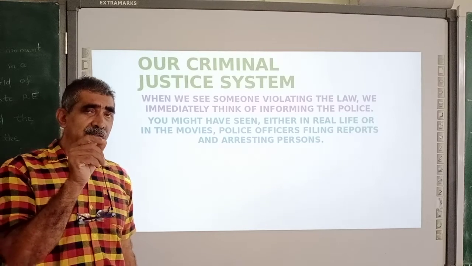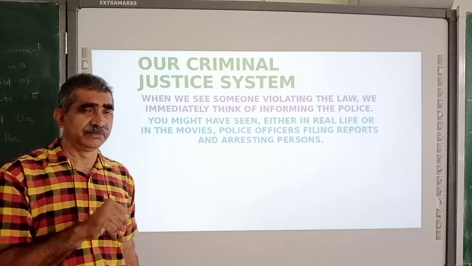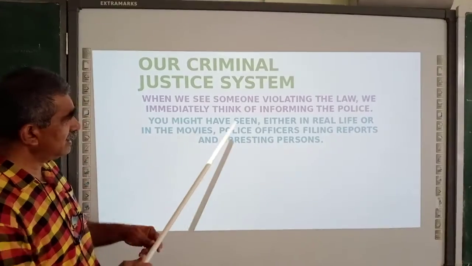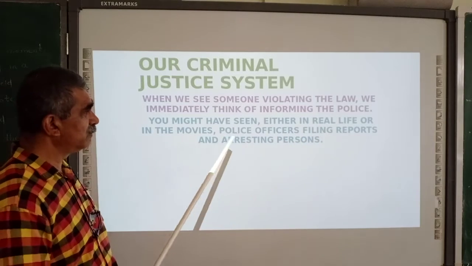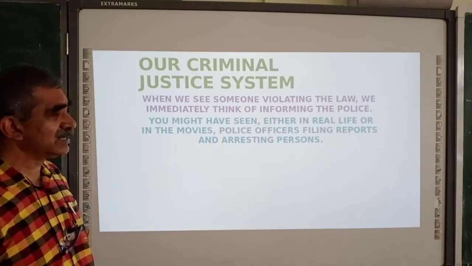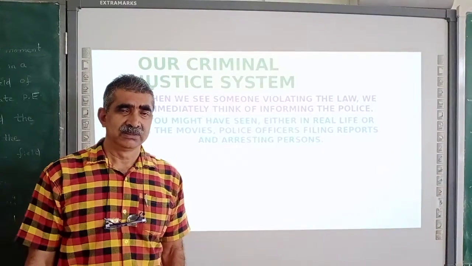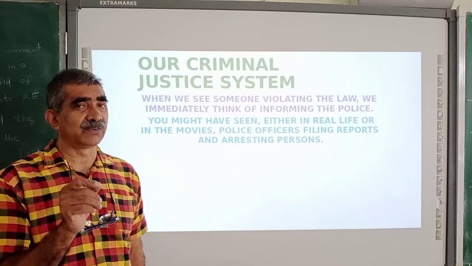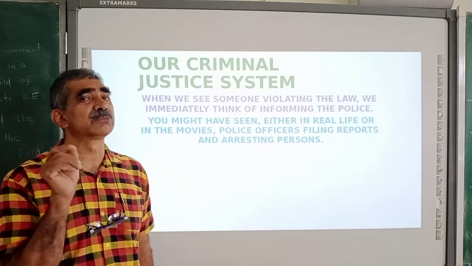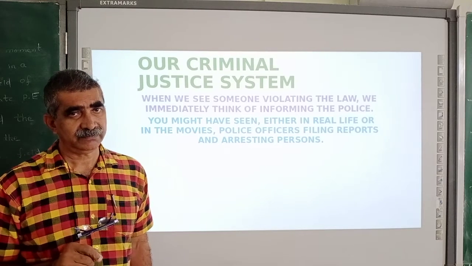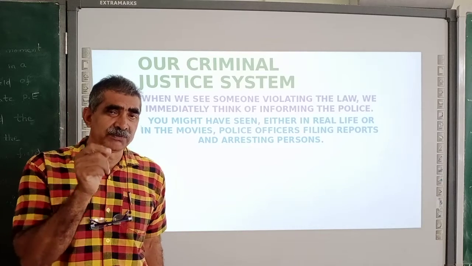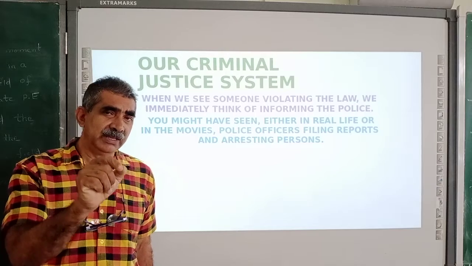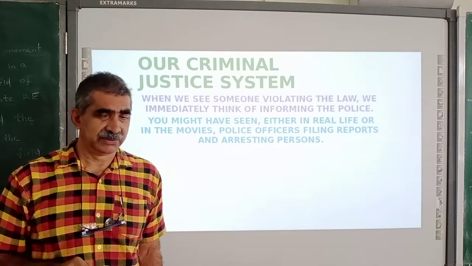And the case reaches the police station. You might have seen, either in real life or in the movies, police officers filing reports and arresting persons. They write it down, and it is known as the FIR, the First Information Report. After writing down the report, they will arrest the person who has done the crime.